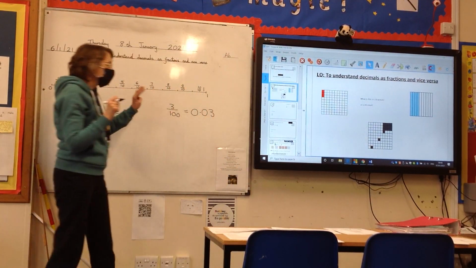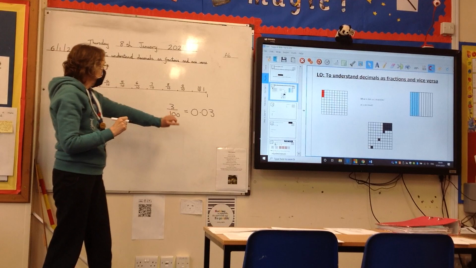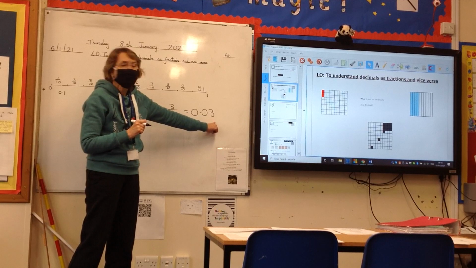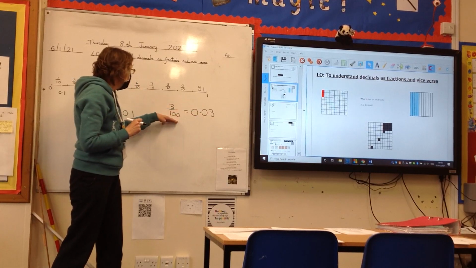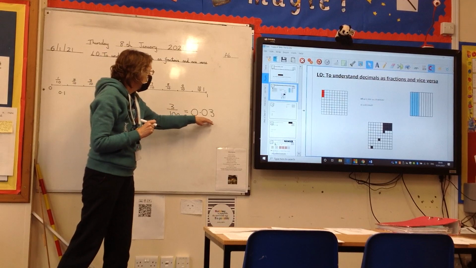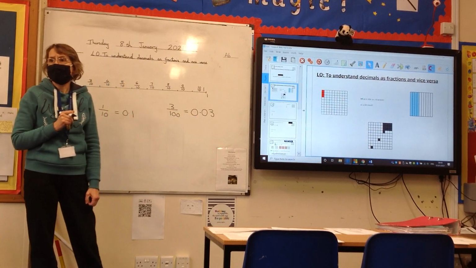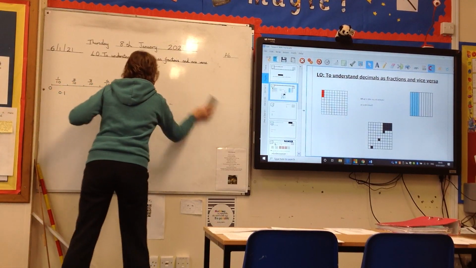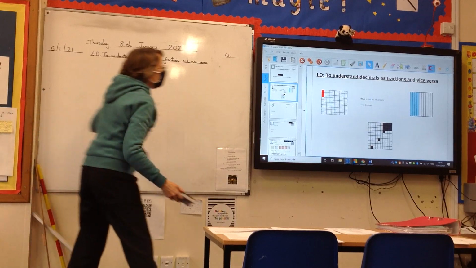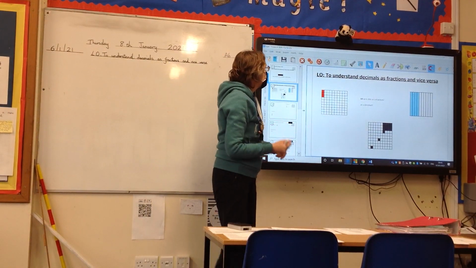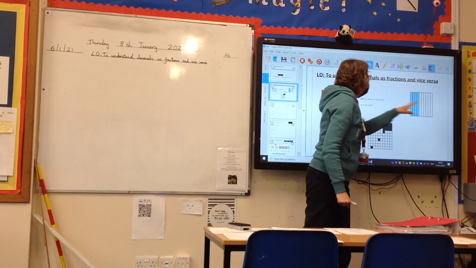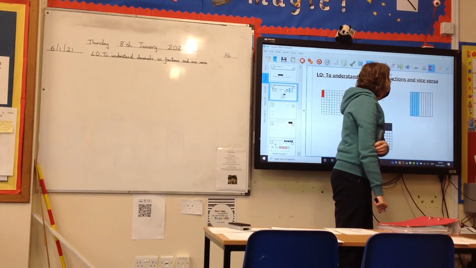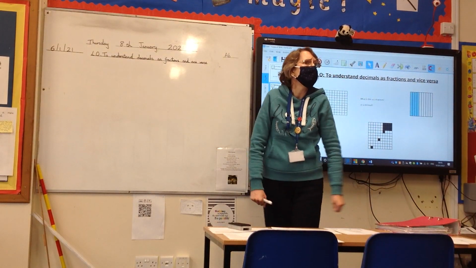3 hundredths. And yesterday we looked at our place value chart and we found out that that was the tenths and that column is the hundredths. So the decimal equivalent of 3 hundredths is 0.03. Everybody right with that? Good. If you look at the next one, what fraction is coloured in now? It's the same as that, but it's being divided into tenths this time.